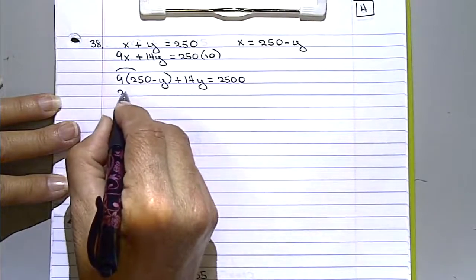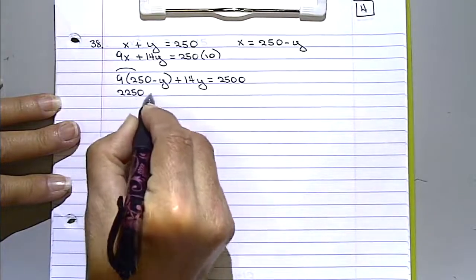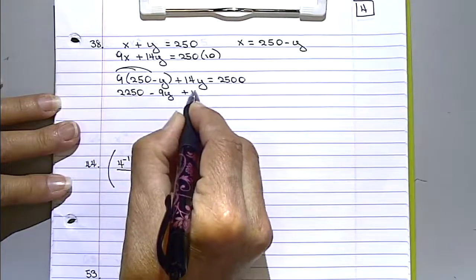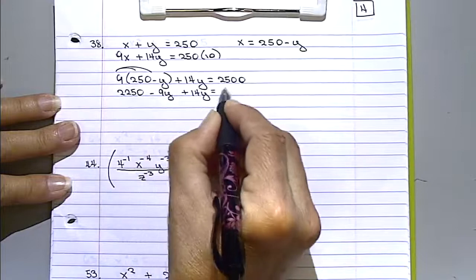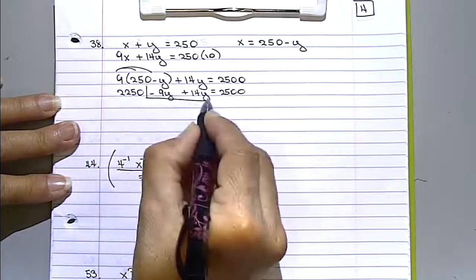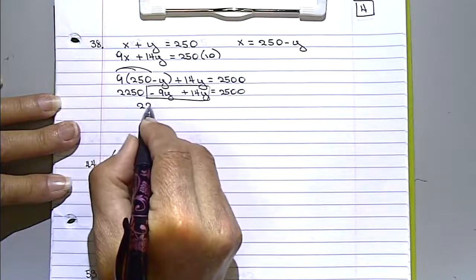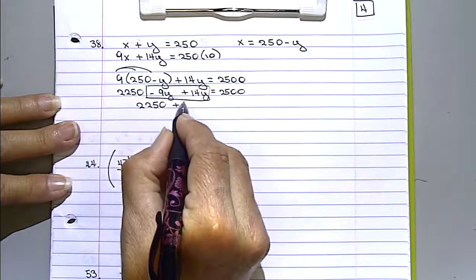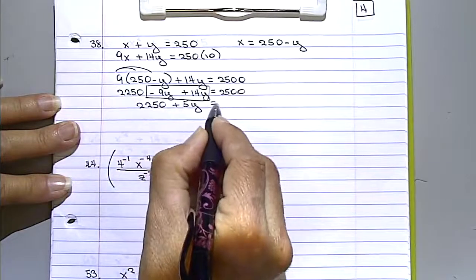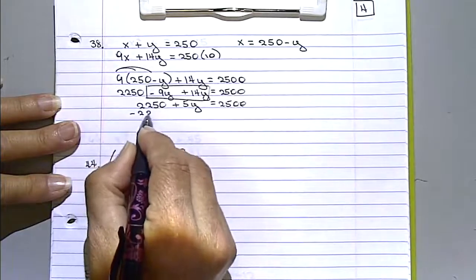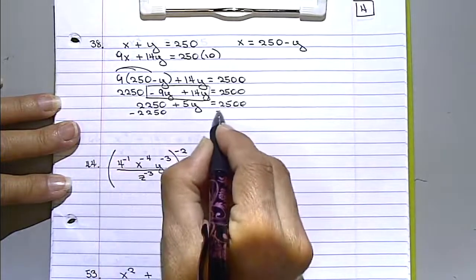Okay, so 9 times 250, and distribute this multiplication: I get 2,250 minus 9y plus 14y is equal to 2,500. And I combine these two because they're both y's. I have 2,250, and 14 minus 9 is positive 5y, which is equal to 2,500. Then I'm going to subtract 2,250 because I want the y to be by itself.